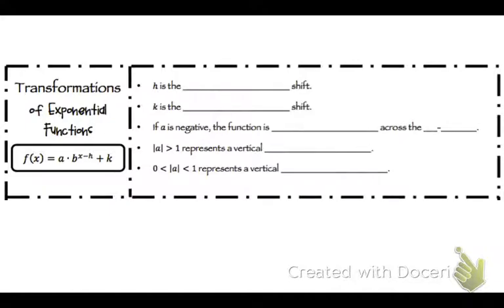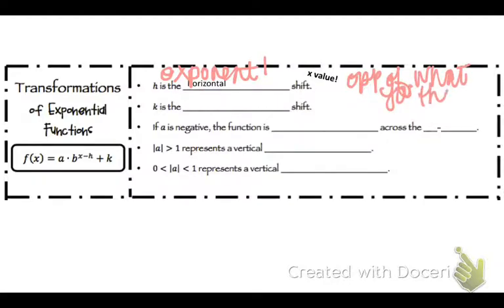h, so whatever's in the exponent, is your horizontal shift. And that's the x value. So this is in the exponent. And I need you to write this, so exponent. Just write that somewhere so you know that h is part of the exponent. Okay, and this is always opposite of what you think. So write that too. So h is in the exponent and it's opposite of what you think. Okay, that's going to go away, so make sure you have that written down.